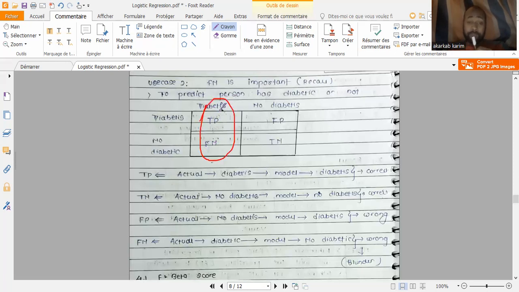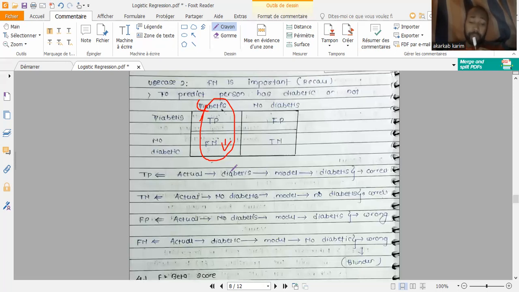Why? Because in actual data we have all these people in this part who are diabetic, and my model considered them not diabetic. That will be a problem really, because if the person has diabetes and my model considers them not diabetic, it will be dangerous. So we need to focus on recall. That means we need to reduce the false negative.